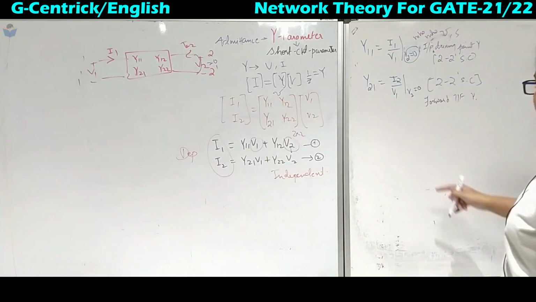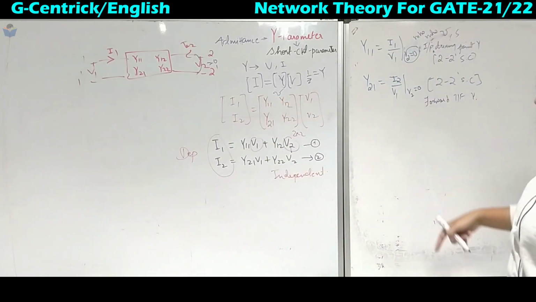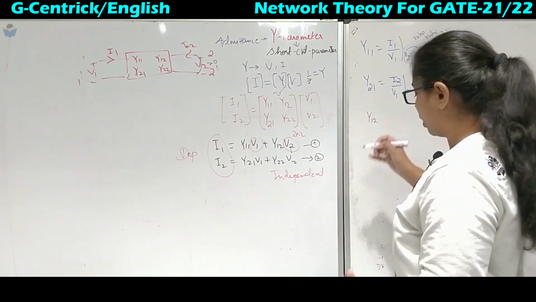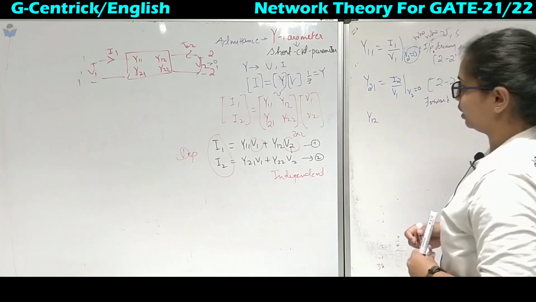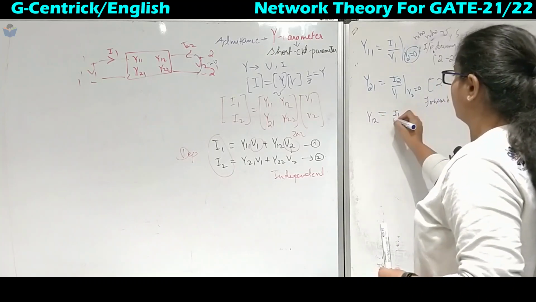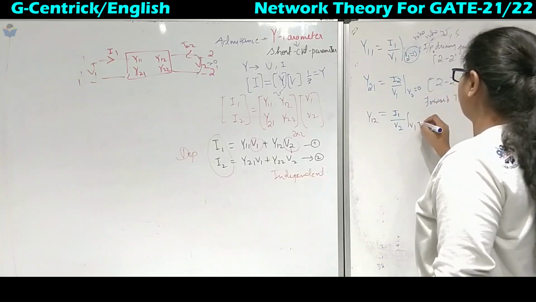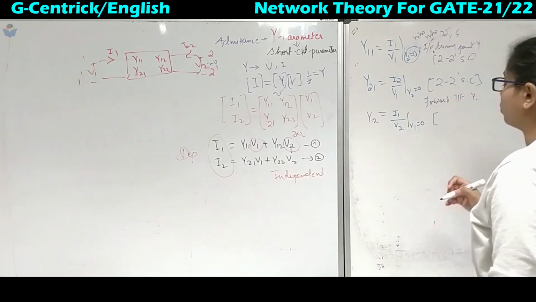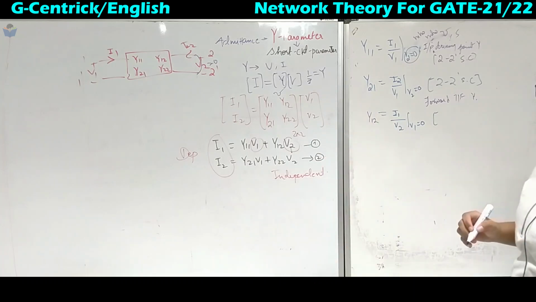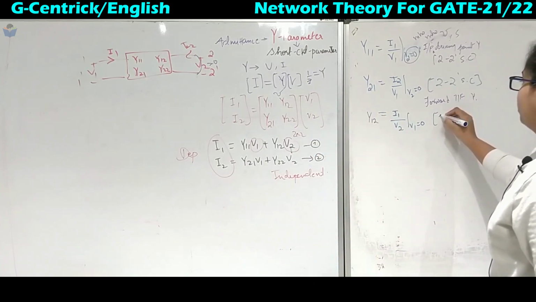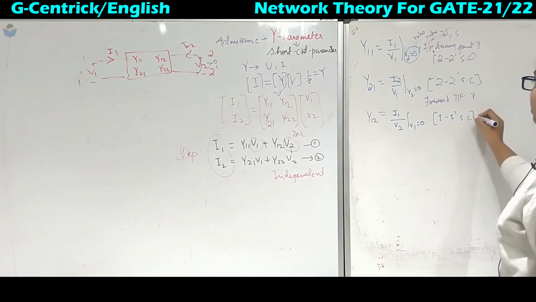Now Y21 is done, where we put V2 equal to 0. Next we will put V1 equal to 0. So we will get the Y12 parameter, which is equal to I1 upon V2, when V1 equal to 0. Now when V1 is equal to 0, the input terminal will be short circuited and the output will be open. Again, 1 dash is short circuit.